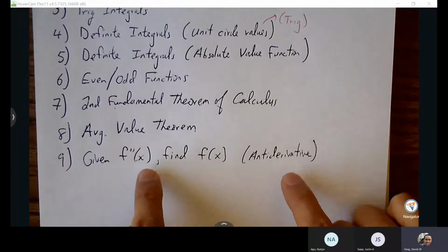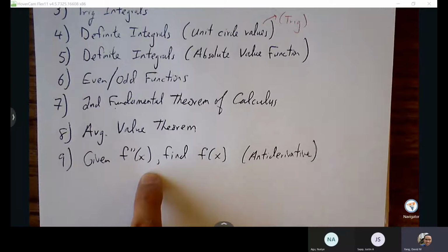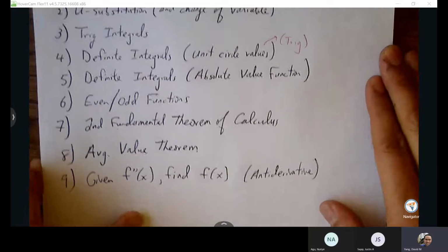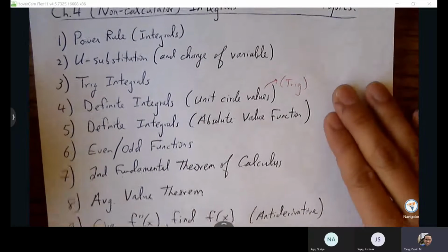This you saw on your quiz, where if I gave you acceleration, you can take the integral to get to velocity, take the integral again to get to position, and then resolve your plus c and plus k along the way. So maybe we can do a couple of these here.